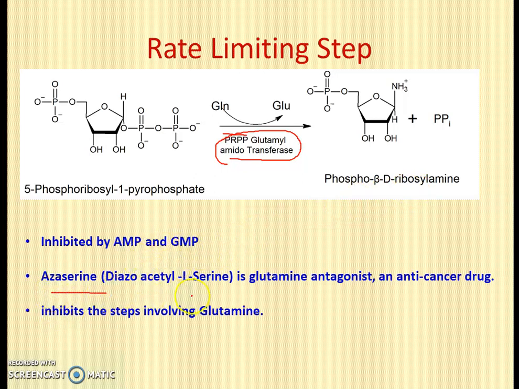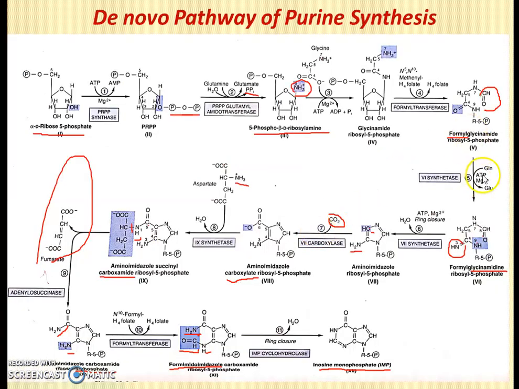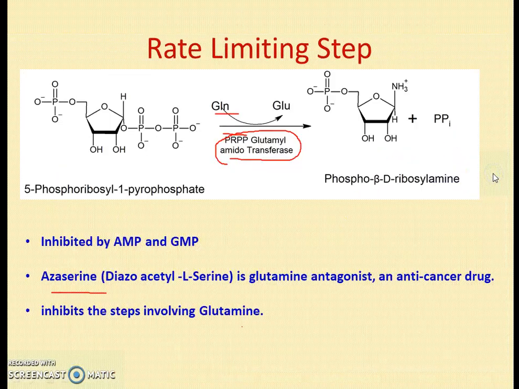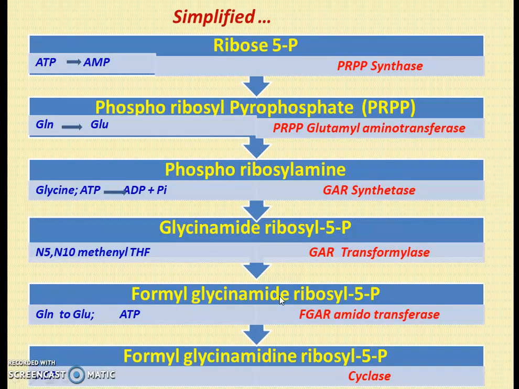Azaserine is a glutamine antagonist which acts as an anti-cancer drug, which inhibits the reactions involving glutamine. Here the glutamine is involved, and in another stage here also the glutamine is involved. These two stages are inhibited by it, which is used in cancer therapy.